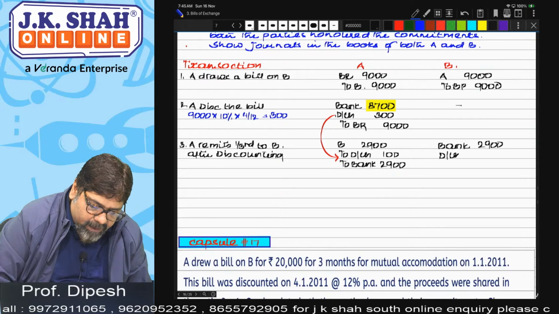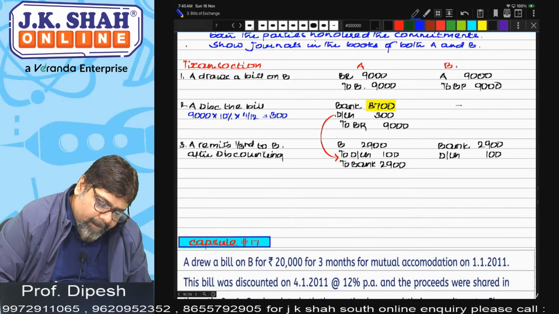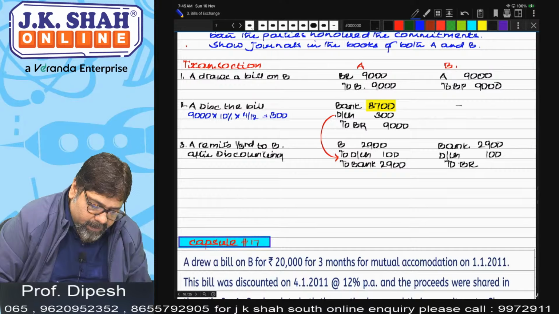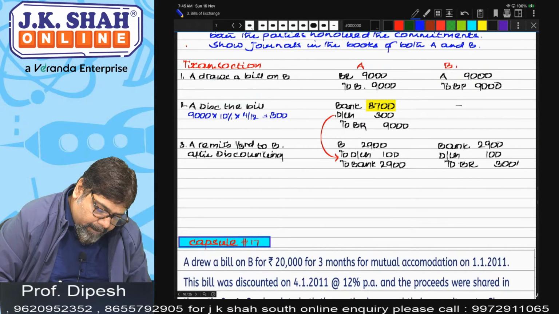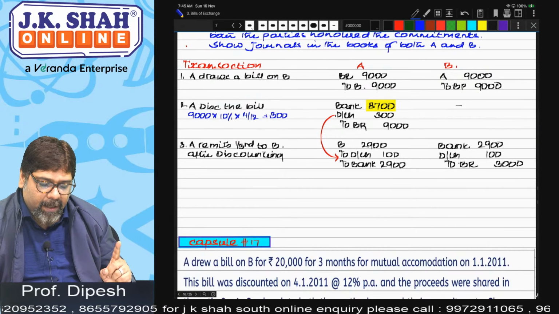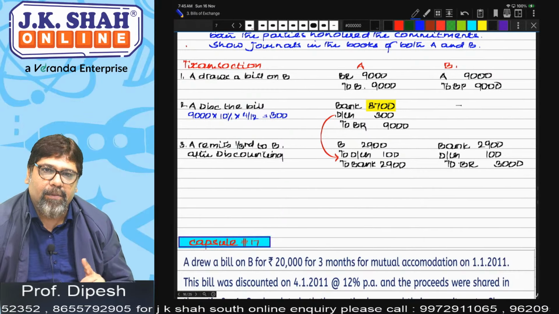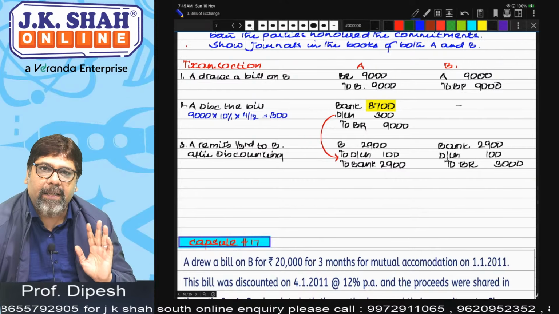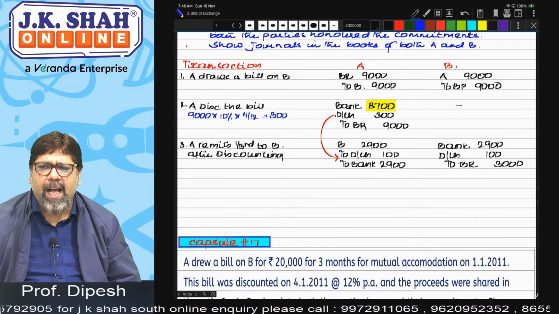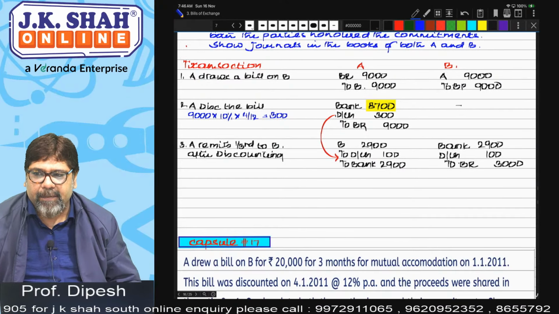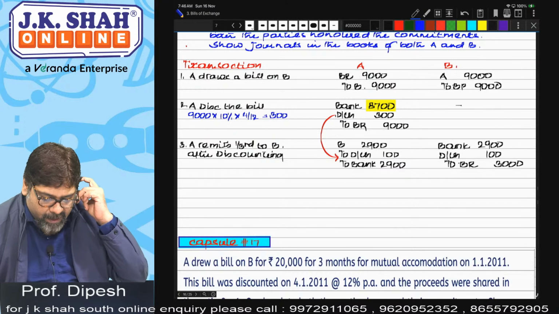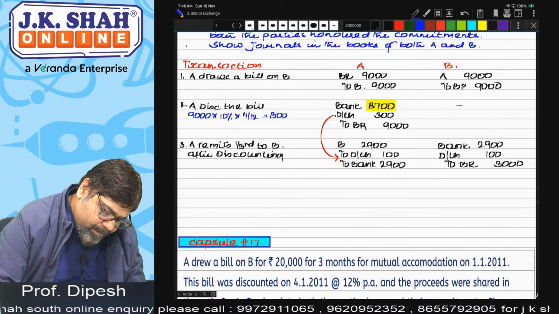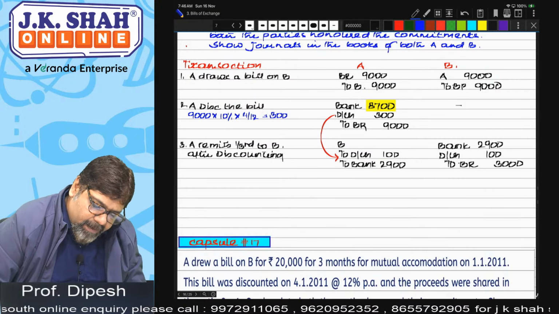Discounting charges account debit 100. To bills receivable how much? 3,000. So B account debit to discounting charges to bank. Bank account debit, discounting charges, to BR. Correct? Yes sir. B should be debited with 3,000.